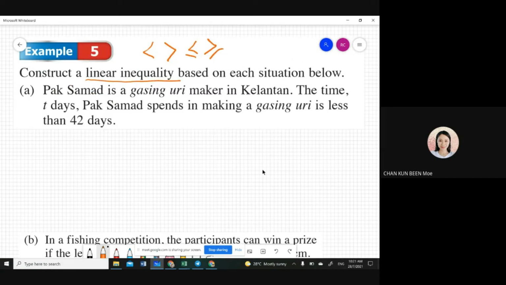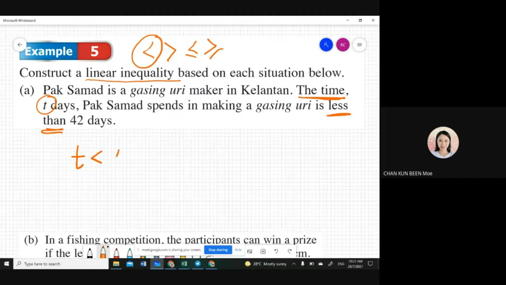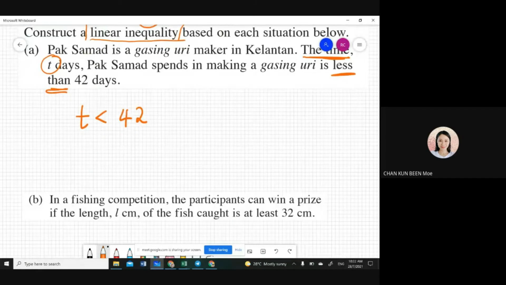Can you choose the word used in the situation given for A? Can you see the important word that you are going to decide? Less than. Yes, very good. So if it is less than, simple, we just use this symbol. From the time given, they already give you the unknown. T days, meaning that Pak Samad used less than 42 days to make his gasing uri. T less than 42 is the linear inequality. Easy, right? Okay, now we look at the second question.